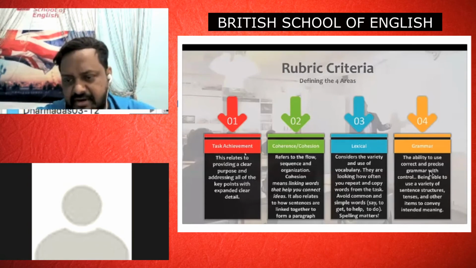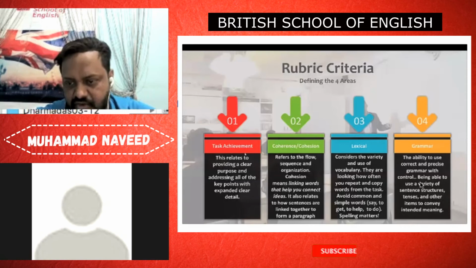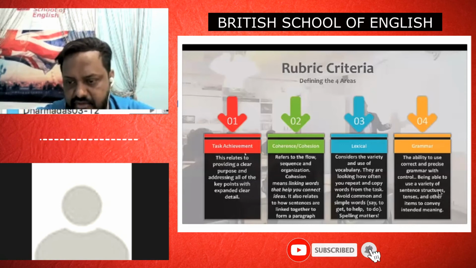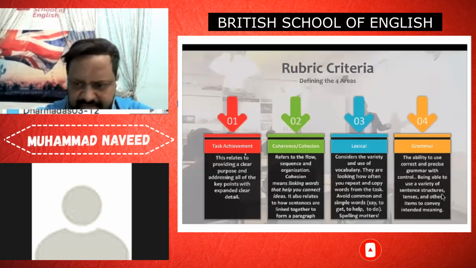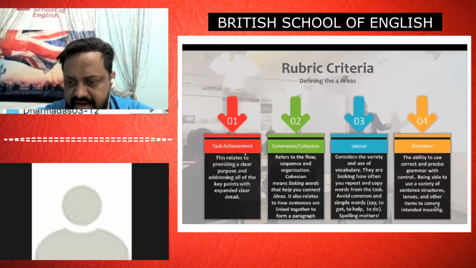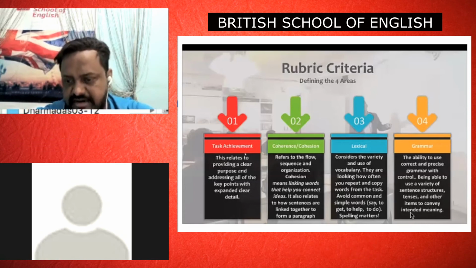Okay, and then grammar, the ability to use correct and precise grammar with control. Being able to use a variety of sentence structures, like different modal verbs, even passive voice, tenses and other items to convey intended meaning.